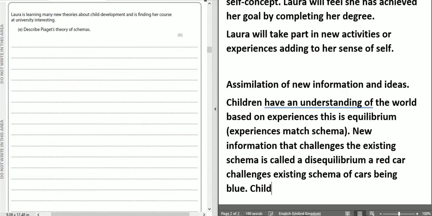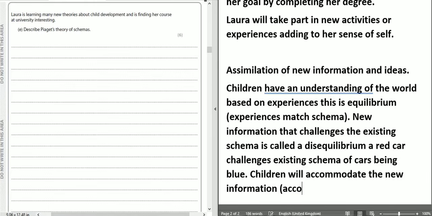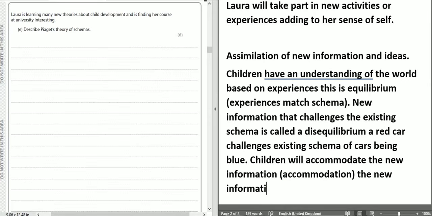And then children will accommodate the new information. So I'm going to put accommodation because that's the process. The new information, again, excuse the typos, information, and create a new schema. Again, that's the process that we're looking at here.